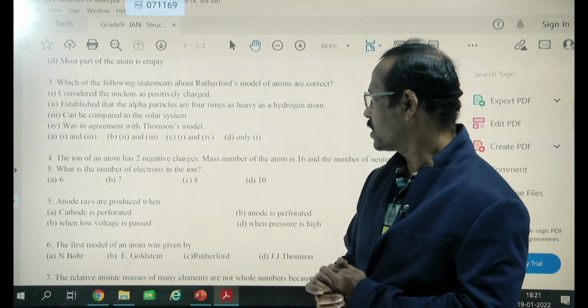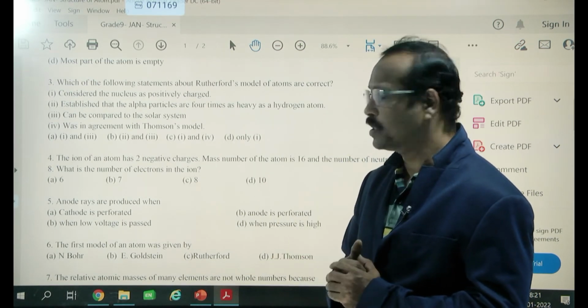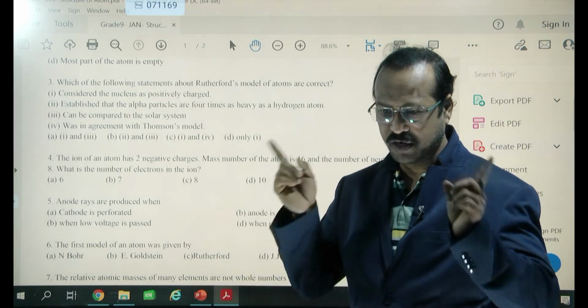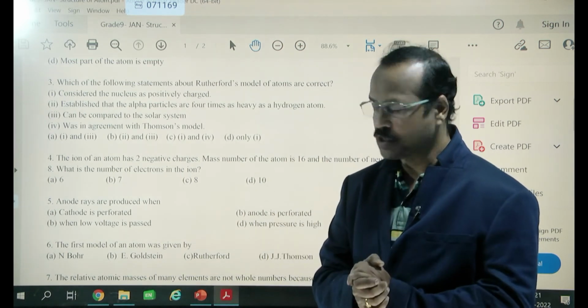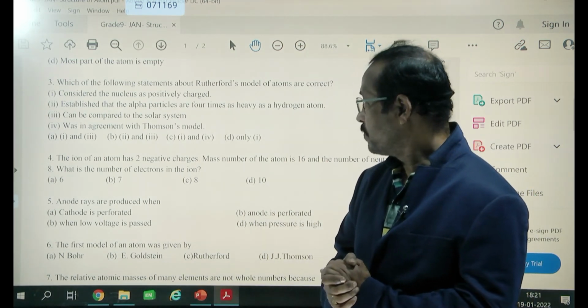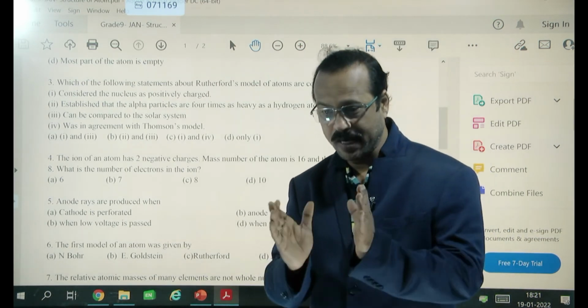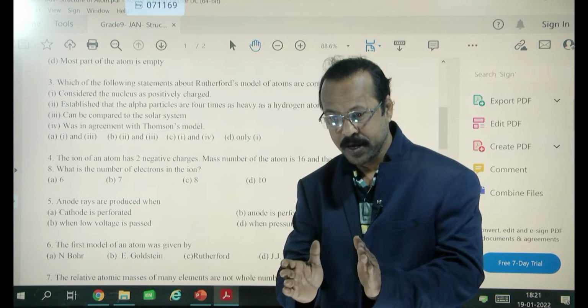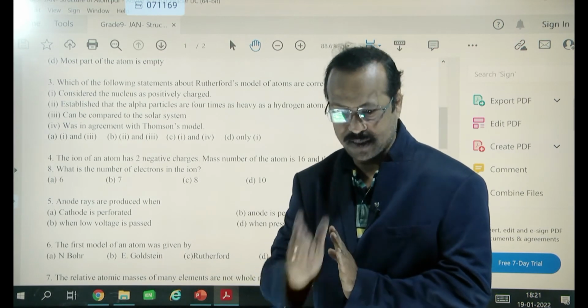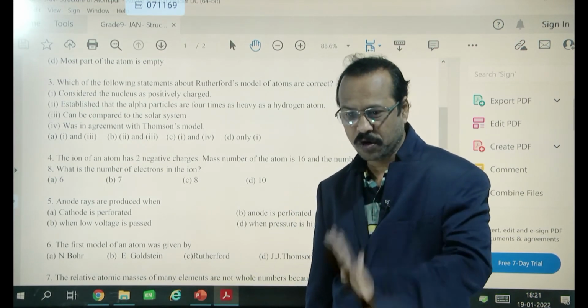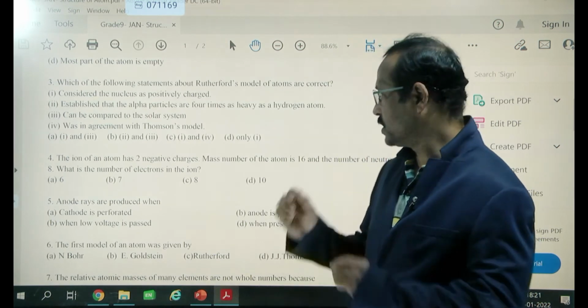And the third one is, can be compared to the solar system. So the Rutherford atomic model is compared with the solar system. Fourth one, it was in agreement with Thomson's model, agreement meaning it was obeying, that the Thomson model was correct. Now, in these four options, which options are correct for this one?